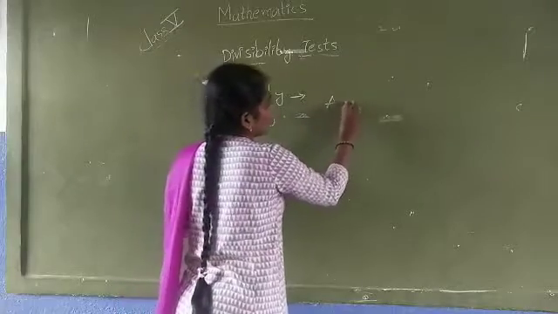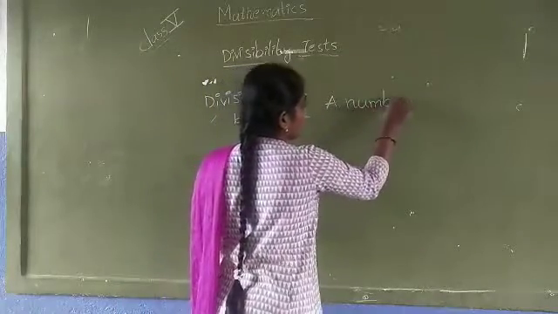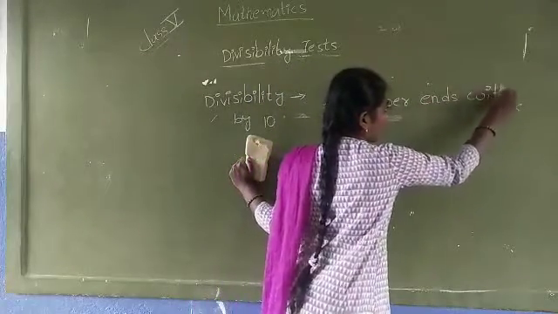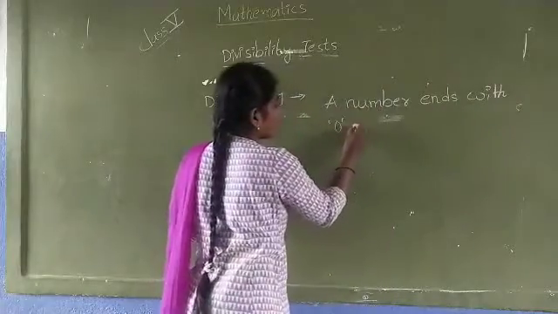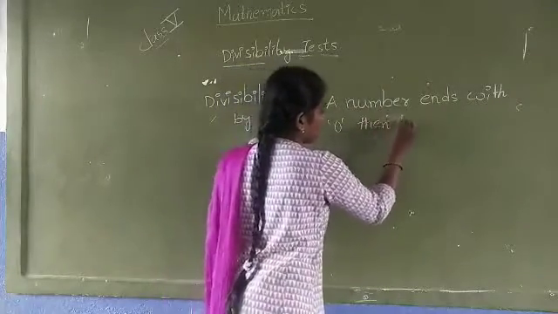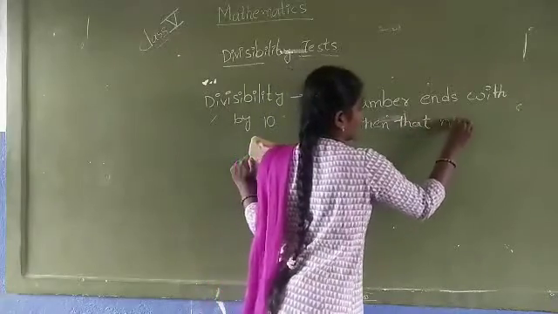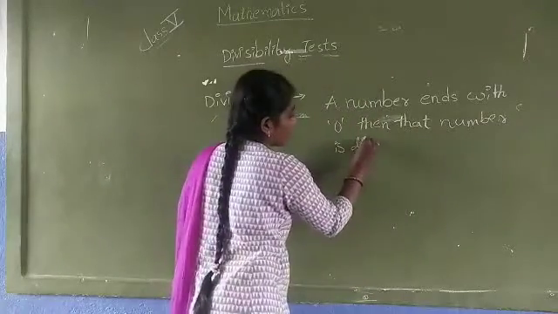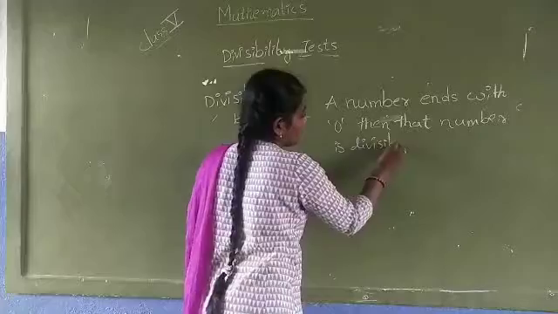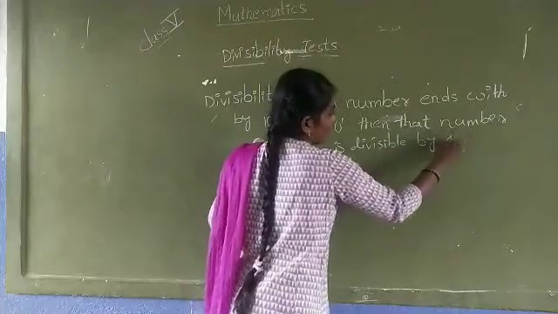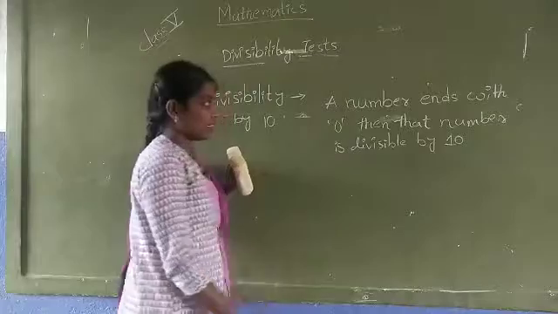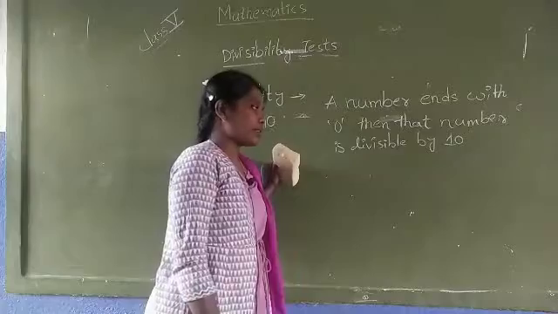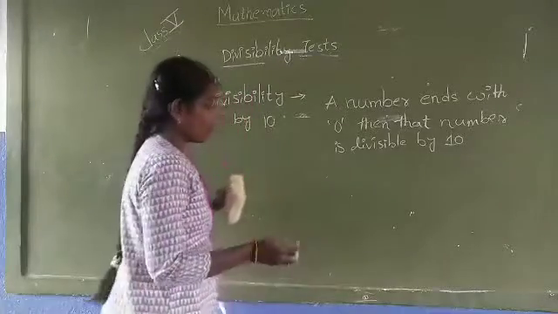If a number ends with 0, then that number is divisible by 10. A number that ends with 0 must be divisible by 10. We have a lot of examples for this.